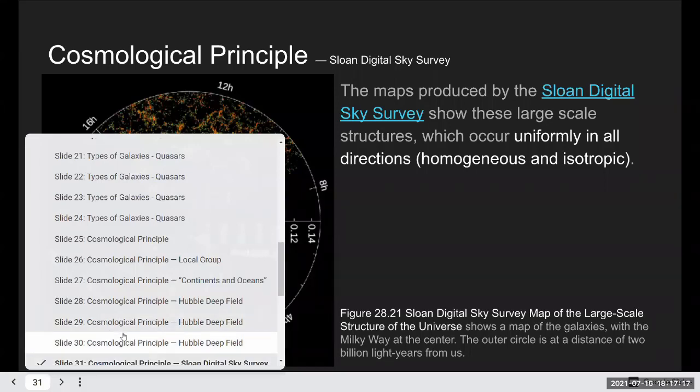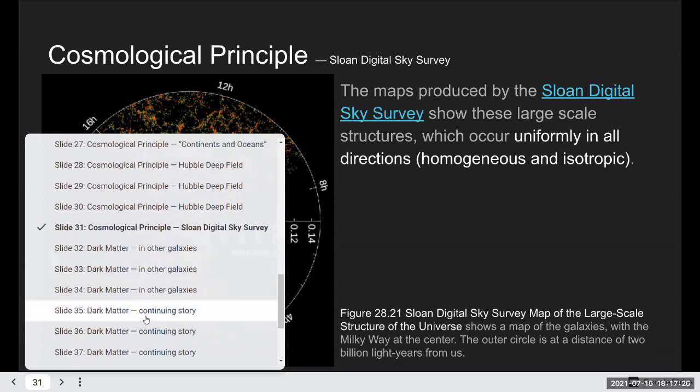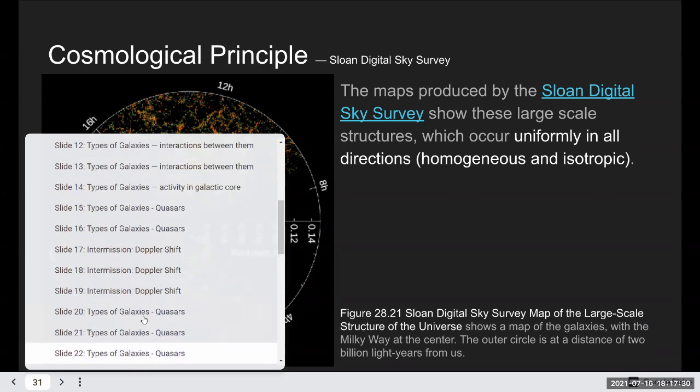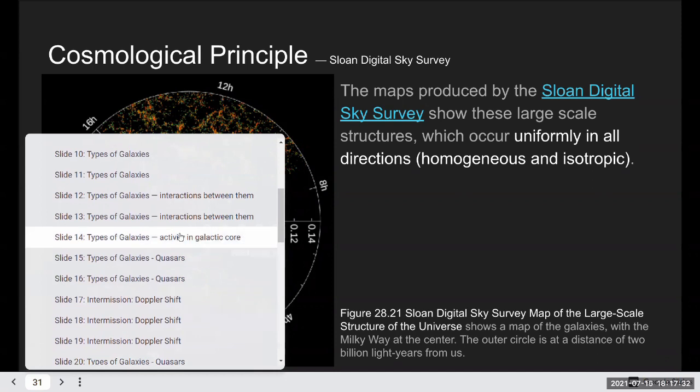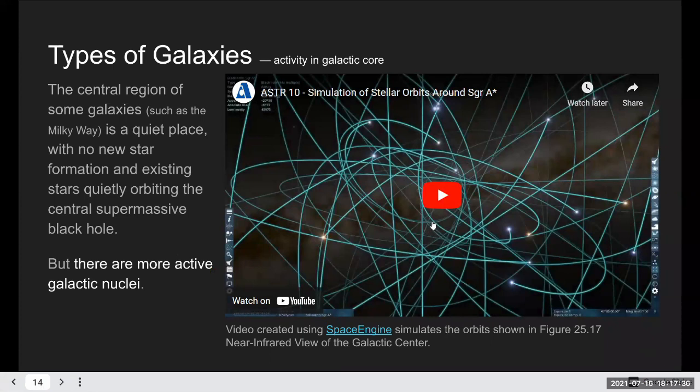So I think we talked about the cosmological principle, and that's where we ended. I did show some of the things that relate to activity in the galactic core. I do remember playing this video illustrating our galaxy's core as a quiet place.